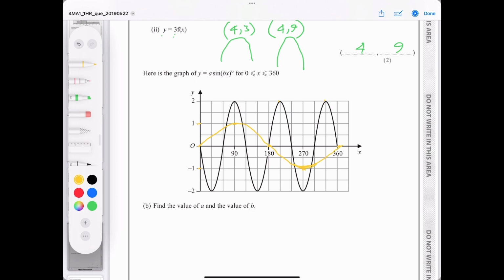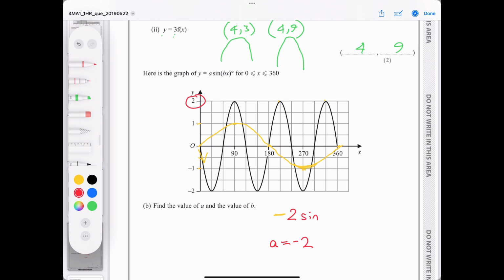There we go. So our first issue is that the graph goes down, which means it's not just sine, it's going to be minus sine. My second issue is it doesn't just go to 1, it goes to 2. So it's going to be minus 2 in front of the sine. So a equals minus 2.